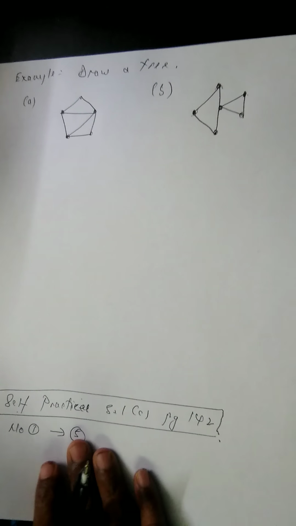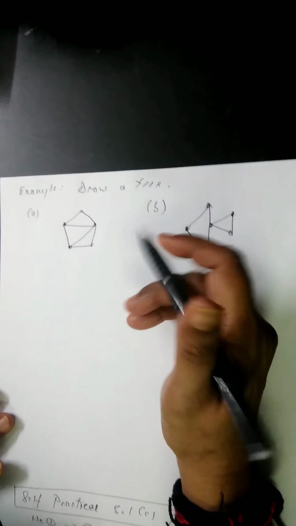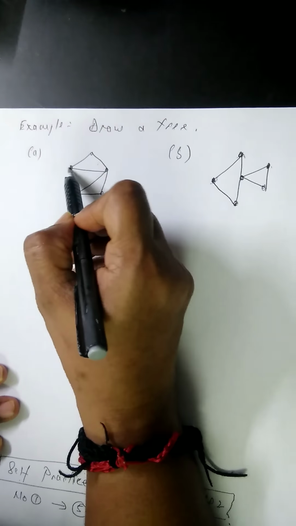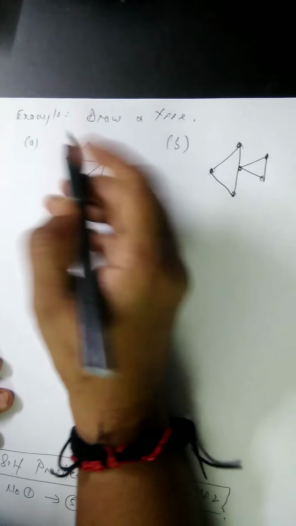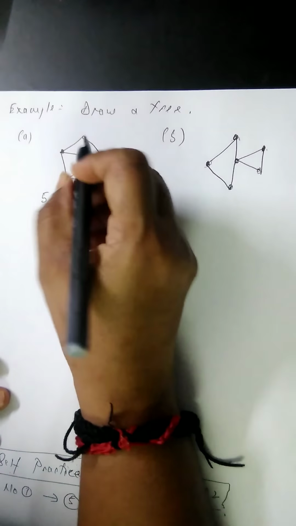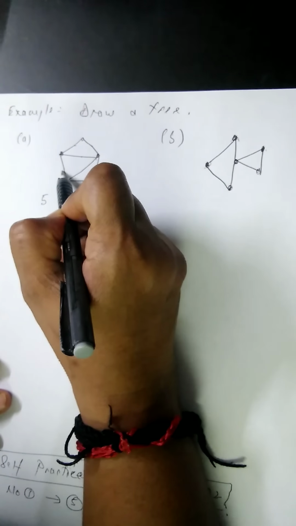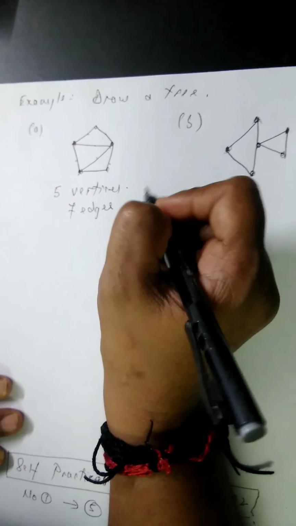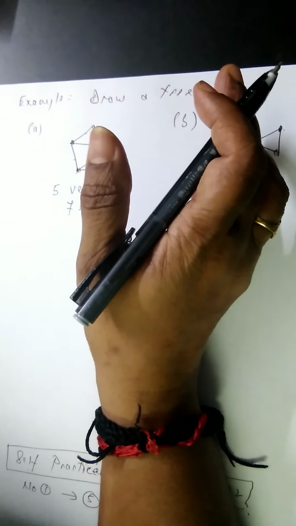Lastly, the question says we want to draw a tree. If you notice, is this a tree? 1, 2, 3, 4, 5. I've got 5 vertices. And how many edges? 1, 2, 3, 4, 5, 6, 7 edges. So this doesn't look like a tree.